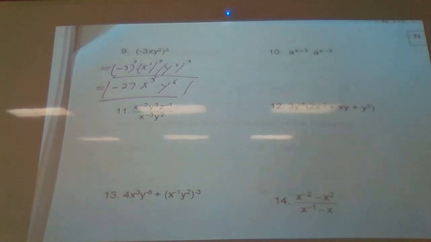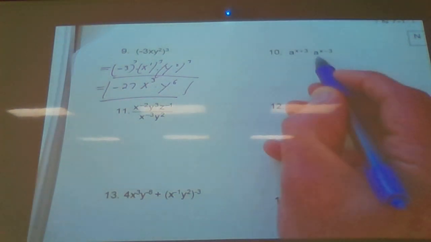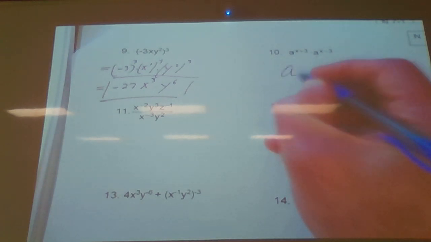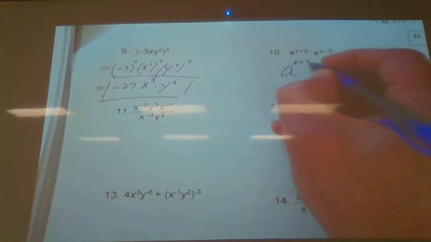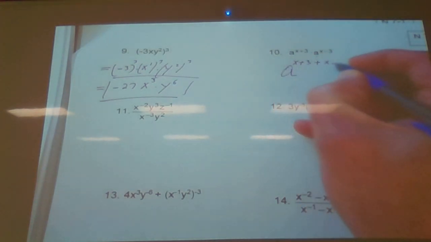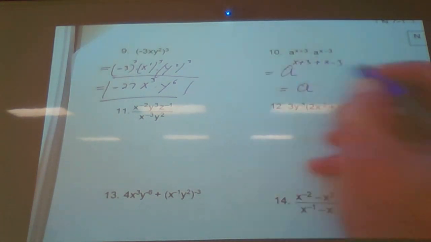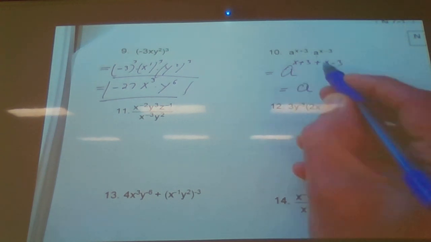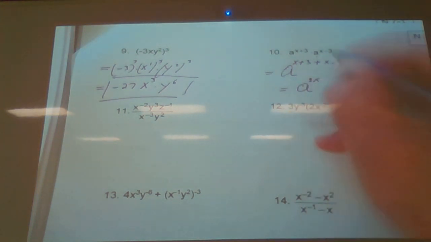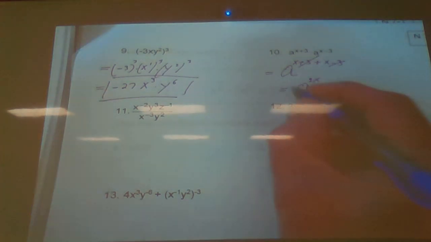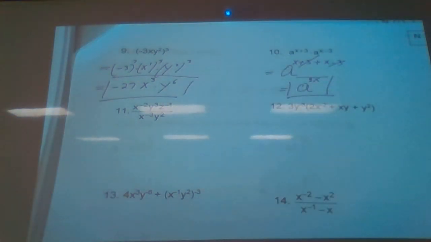If you look at example 10, we have the same base a. The rule says you add the exponents. So that's what I'm going to do. X plus 3 plus x minus 3. Then I'll take care of the additions and subtractions. I have an x plus x is 2x. I have a plus 3 minus 3, that's a 0. So the answer to this problem is a to the power 2x.